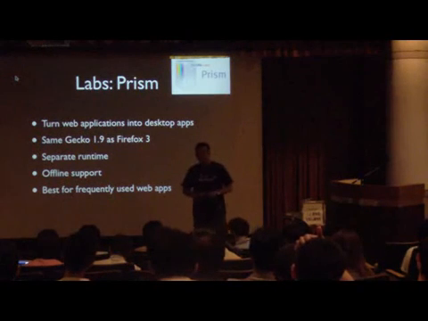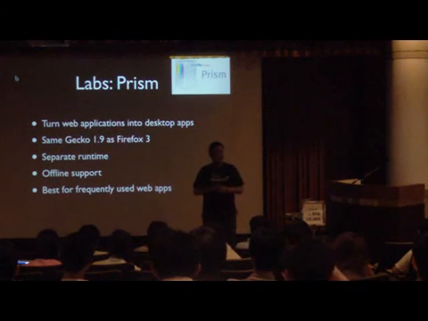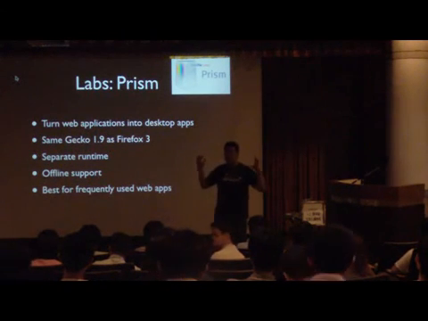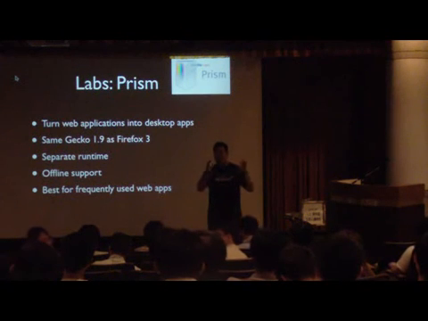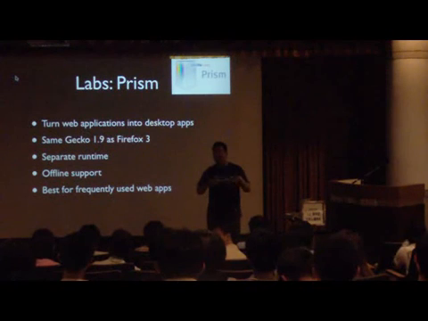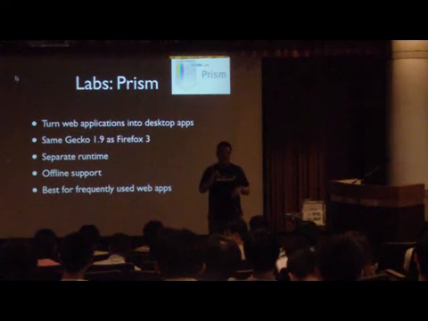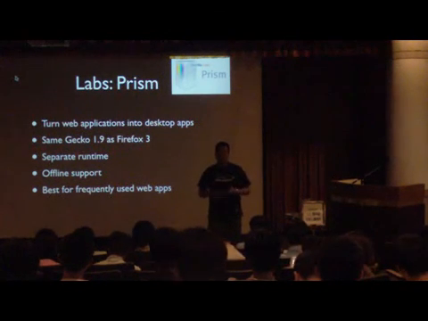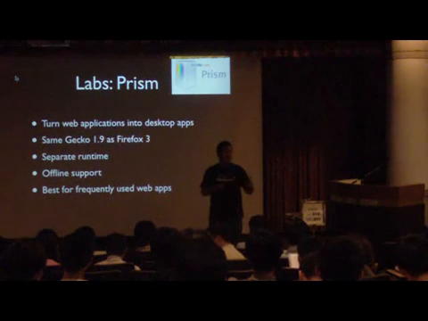So next, I'll talk about a project called Prism. Prism is a very simple idea. So let's say you take your favorite web application, Facebook, Gmail, Google Calendar, and you use Prism, and you can make it an application on your desktop with an icon, with settings, separate process. So even if your browser crashes, your web application doesn't crash. So basically it's taking a copy of Firefox and taking away the buttons, so you just have the web application. And it's very handy if you use Facebook all day long or Gmail all day long.